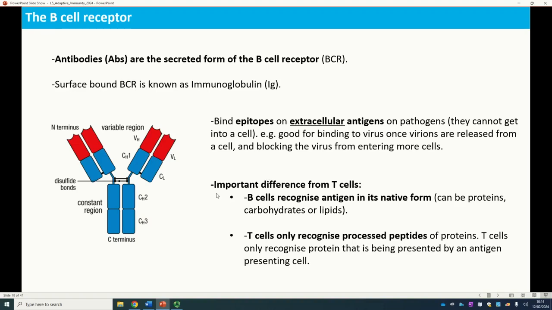There's a difference that's quite important to stress between B cells and T cells. The B cell will recognize antigen in its native form, whether it's carbohydrate, protein, or lipid, whereas the T cell will only recognize peptides that have been processed and then presented on an antigen-presenting cell. So the B cell will recognize native peptides or proteins.